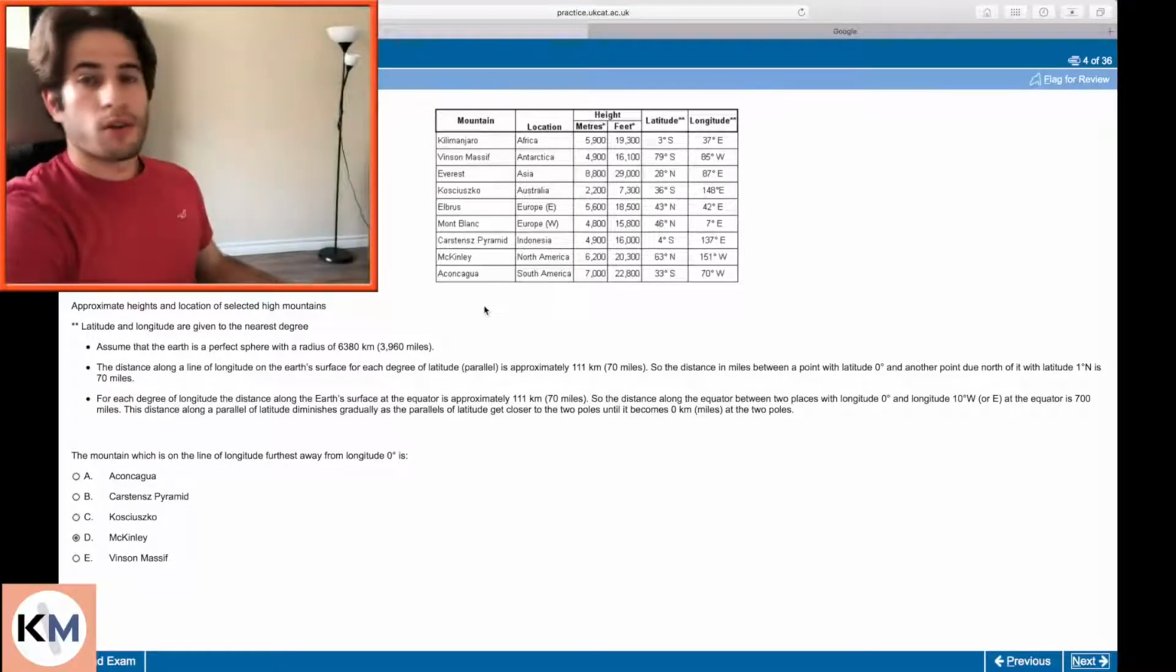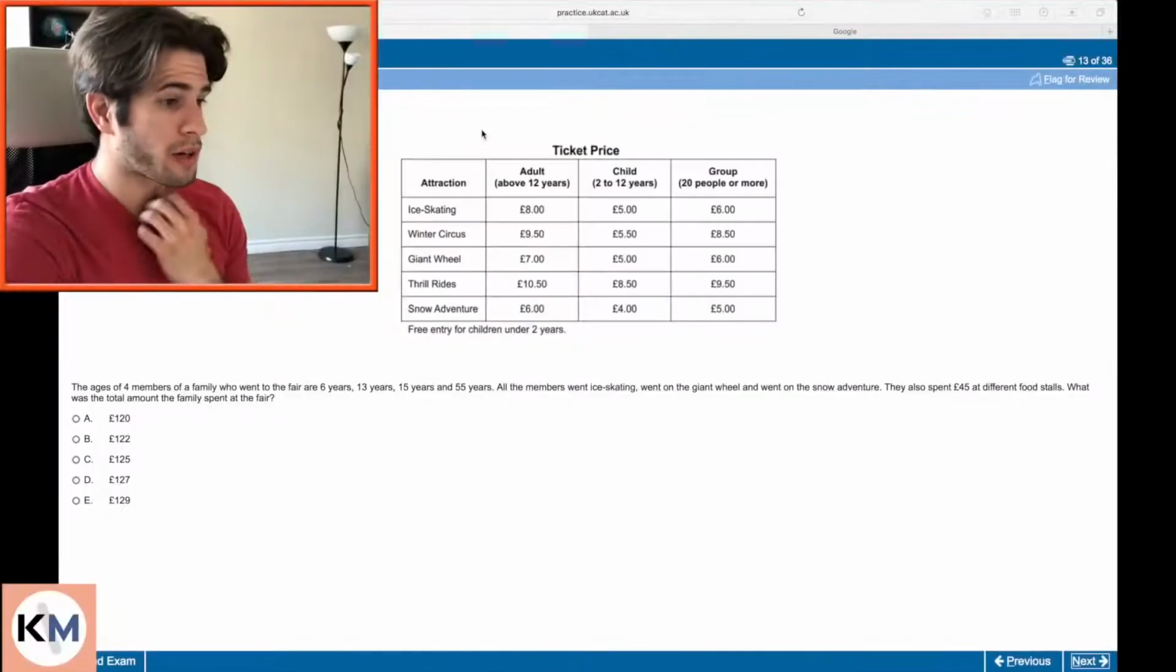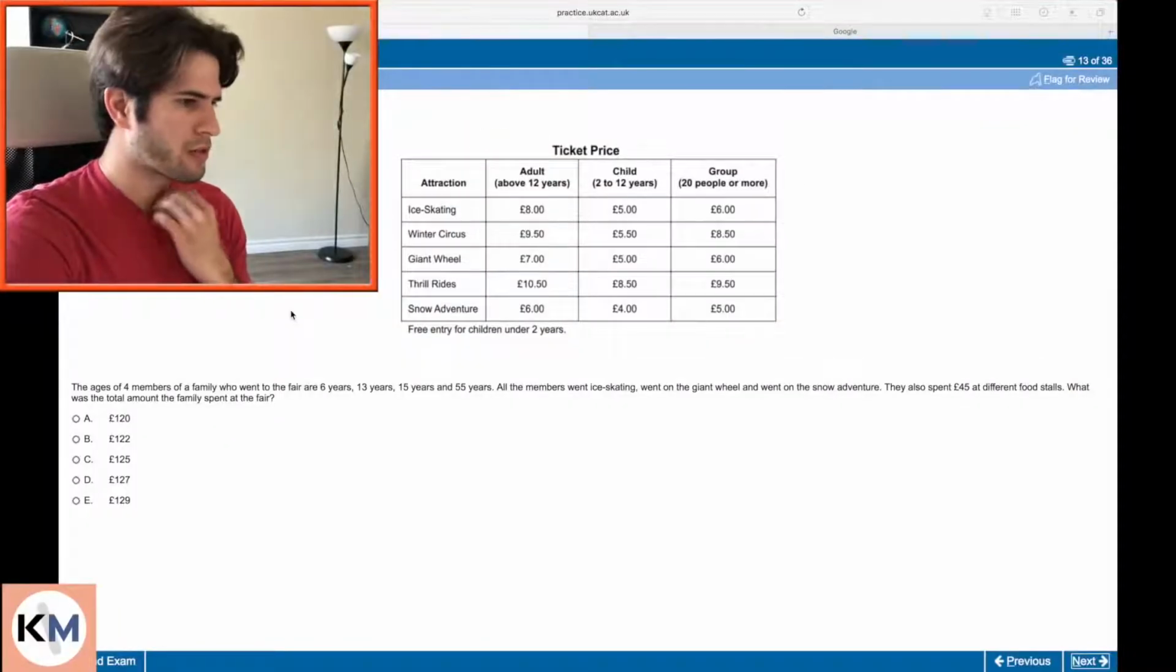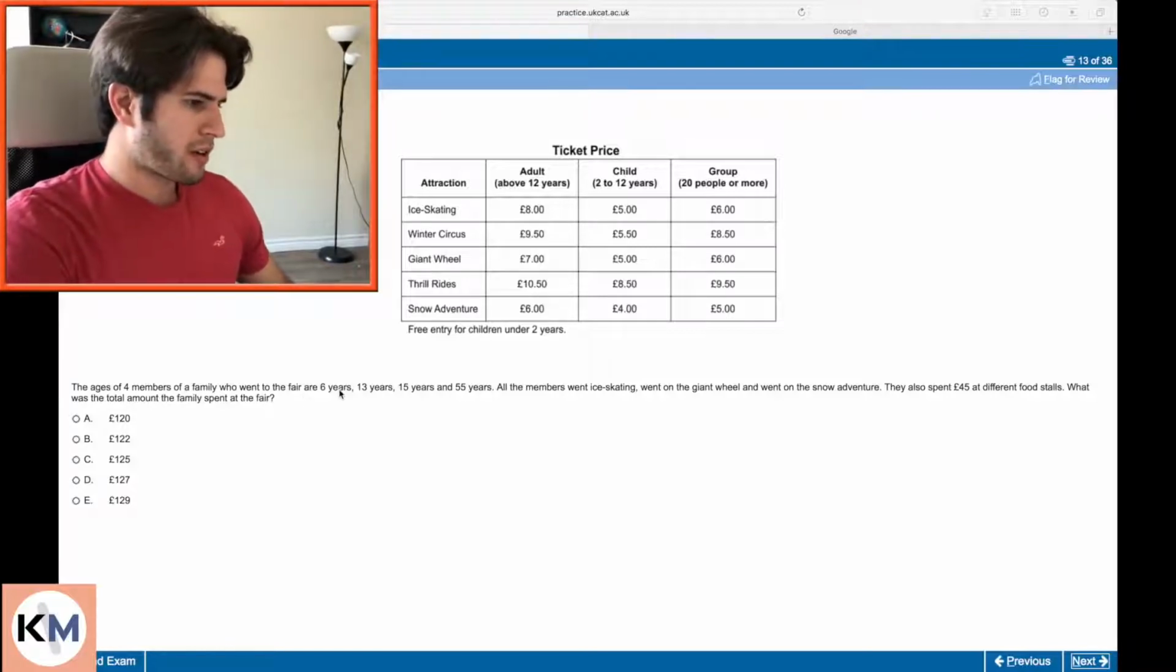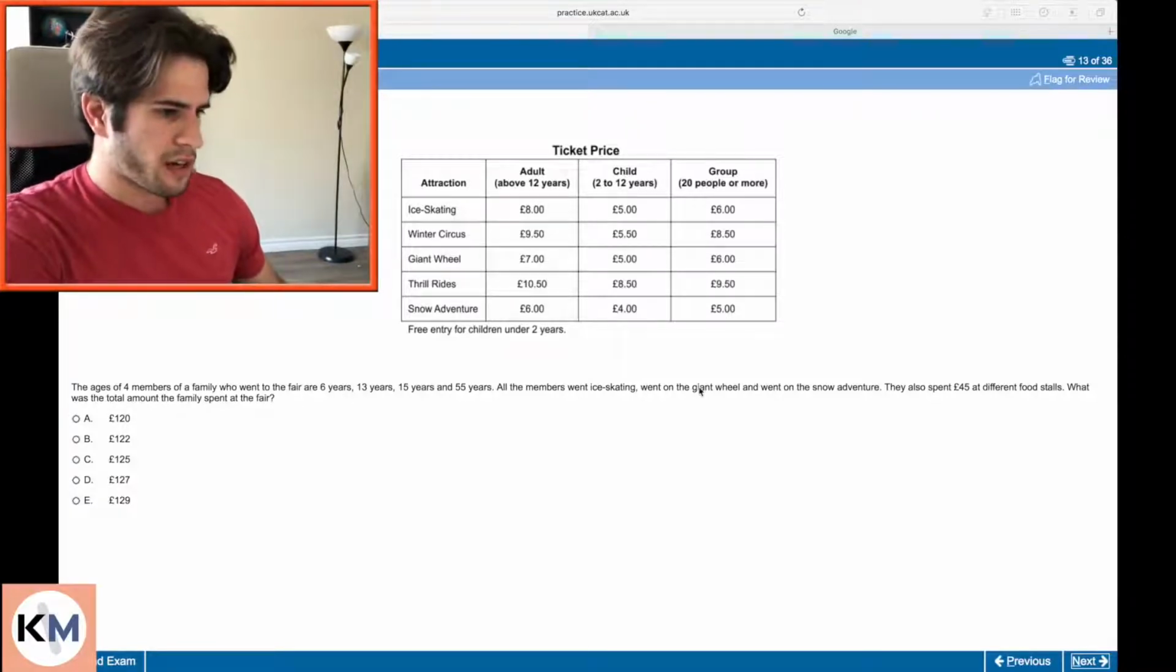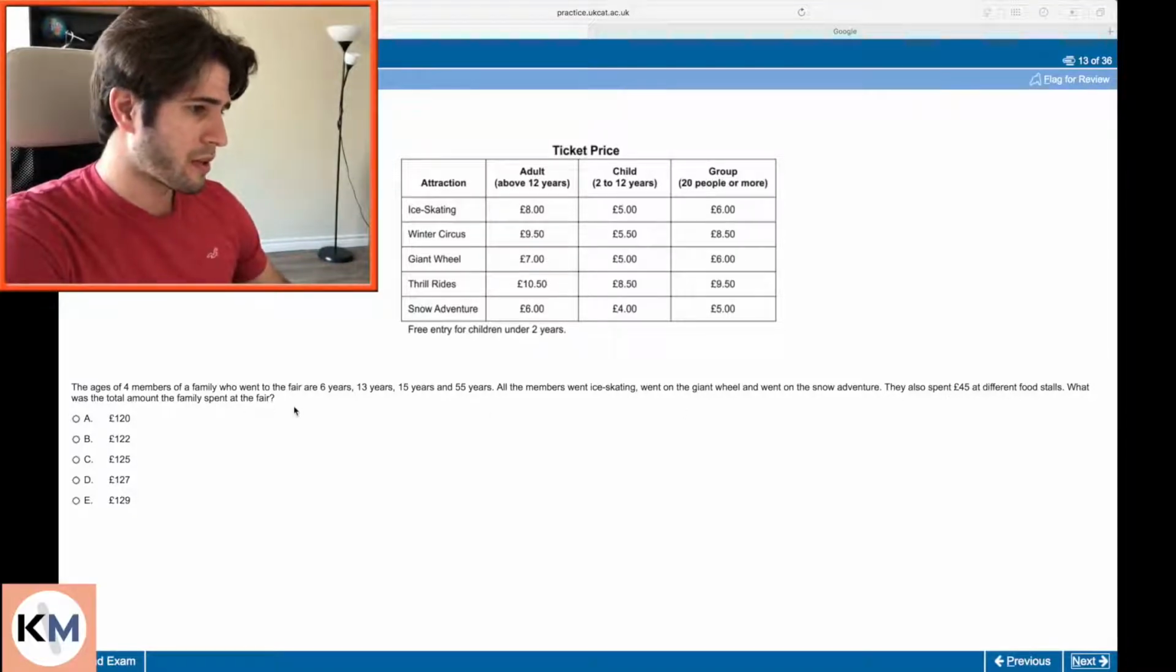All right, question 2. Something about ticket prices at a fair. Okay, cool. So let's begin. The ages of 4 members of a family who went to the fair are 6, 13, 15, 55. Ice skating, giant wheel, snow adventure, and they spent 45 on different food. What was the total amount spent?